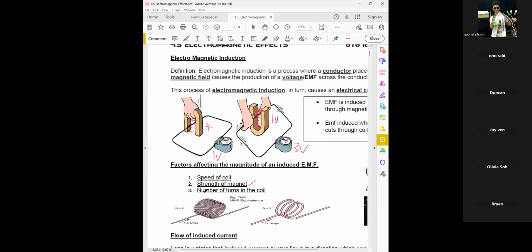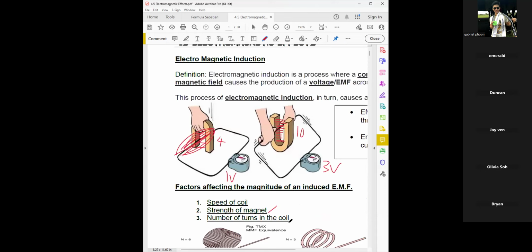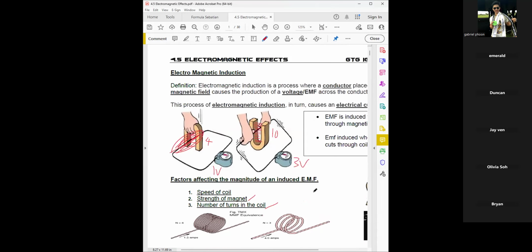Okay. And finally, the number of turns of the coil also plays a factor. Imagine today I have 1 wire cutting through 4 fields. Maybe I can produce 1 volt. What if I have 2 wires cutting through 4 fields? What if I have 3 wires? What if I have 4, 5, 6, 7, 8, 9, 10 wires cutting through 4 fields? Then obviously, the more turns in the coil or the wire, the greater the amount of EMF I can produce as well.